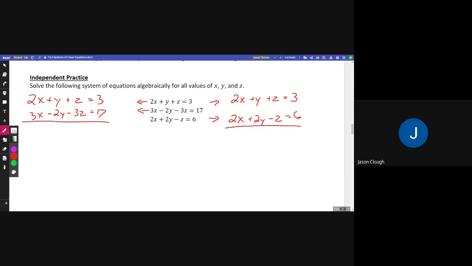So what I'm actually going to do is try to get rid of the z terms. So I'm going to have to multiply the top row by 3. So that 2x becomes a 6x plus 3y plus 3z equals 9. Adding these two equations will help me get rid of the z term. So 6 plus 3 is 9x.